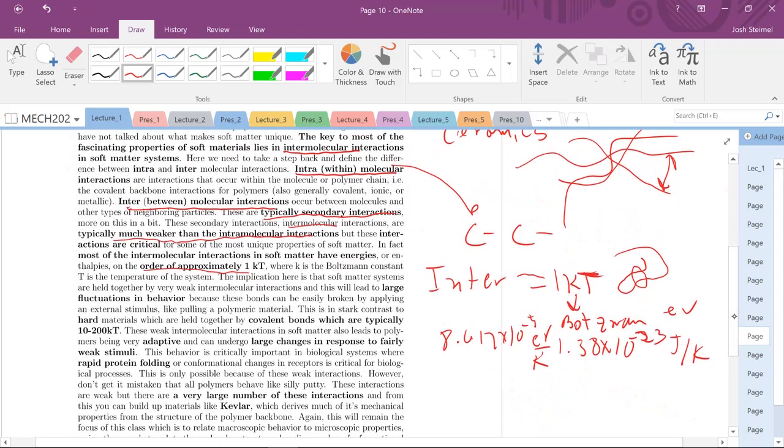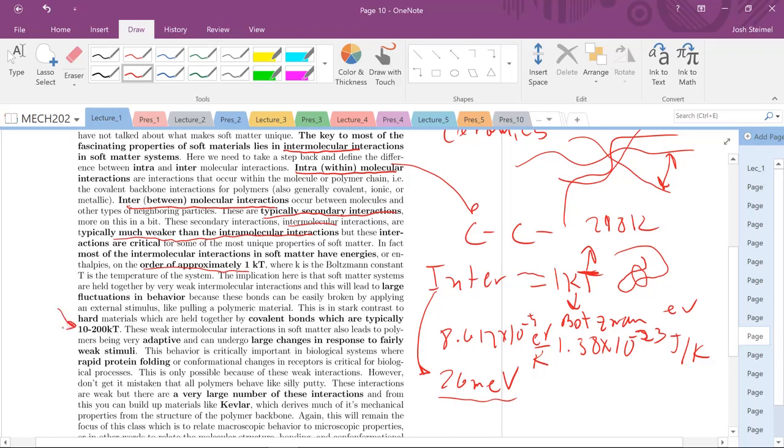Okay, so that is 1 kT. So kT, that's your Boltzmann's constant. When I say that interactions have an energy of 1 kT, I mean at room temperature. So T is just going to be your 298 K. So your intermolecular interactions typically will have an energy of 26 milli-electron volts to break that interaction. This is in stark contrast to your intramolecular interactions, which are generally 10 to 200 kT. So that is a big difference.